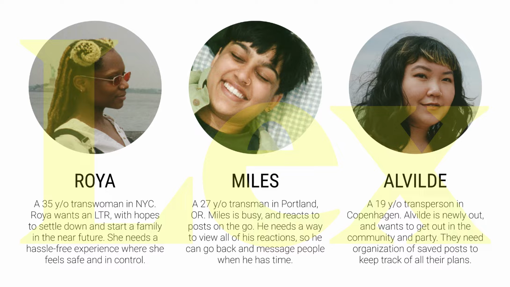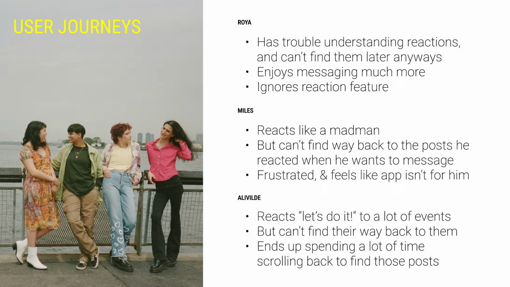Roya, Miles, and Elvilda. Roya is looking for a long-term relationship. Miles is very busy and needs to do things in the app fast. And Elvilda is trying to get out in the community and saves a lot of posts, and needs to be able to organize them all and go back and find them.